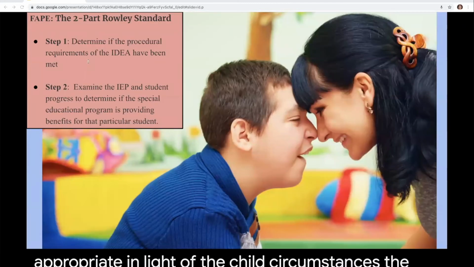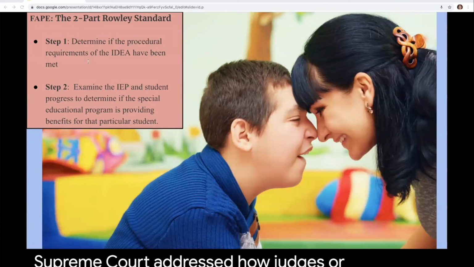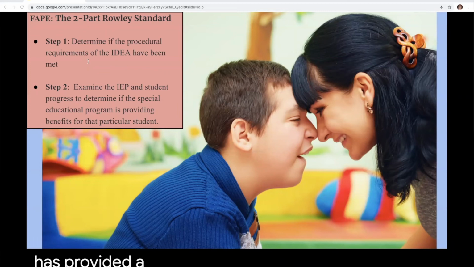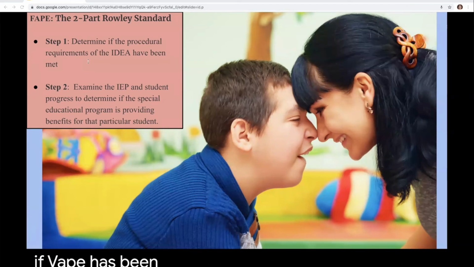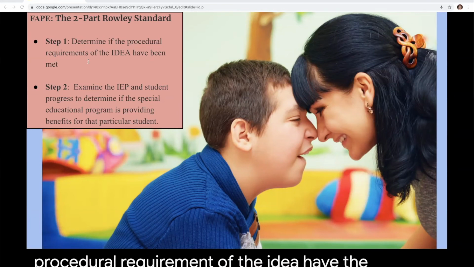The Supreme Court addressed how judges or hearing officers should determine whether a school district has provided a free and appropriate public education or not, using the Raleigh standard. They look at two ideas or principles of the two-part test to determine if FAPE has been achieved. Step 1, determine if the procedural requirements of the IDEA have been met.